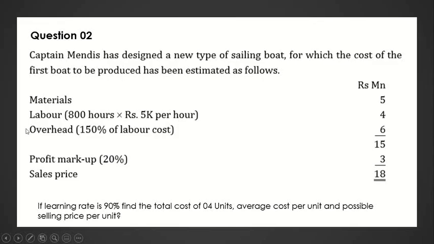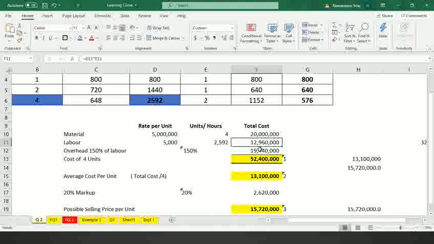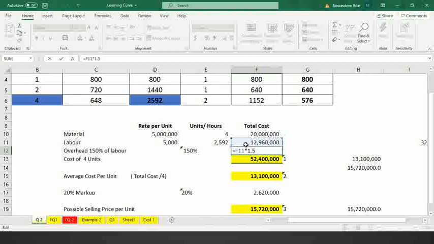Then they are saying overheads are 150% of labor cost. So our overheads will be 150% of labor cost. Labor cost 12.96 million into 150%, or 1.5.